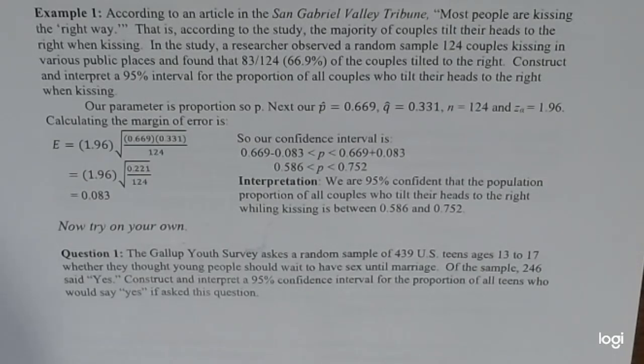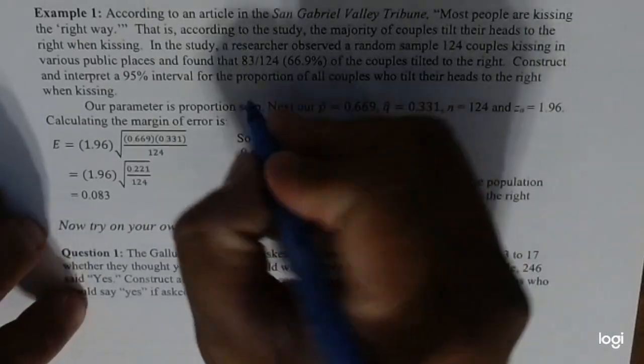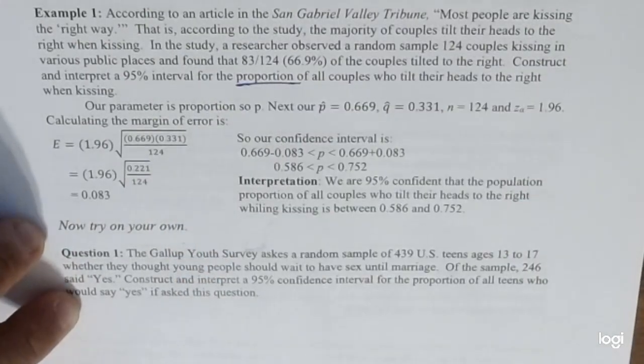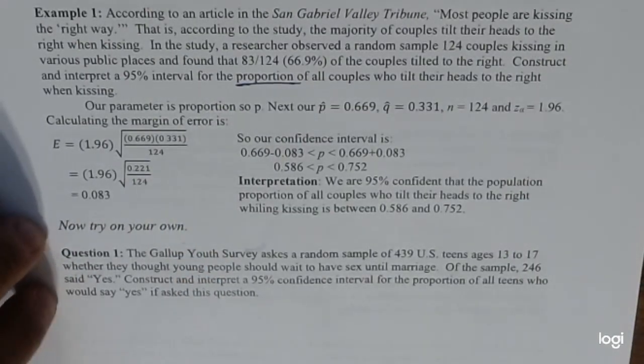In a study, a researcher observed a random sample of 124 couples kissing in various public places and found that 83 out of the 124, or 66.9% of the couples, tilted their heads to the right. It's kind of weird if people look at you while you kiss, huh? Weirdos. Anyways, construct and interpret a 95% confidence interval for the proportion. So key thing, right? Here we go. Proportion of all couples who tilt their heads to the right.